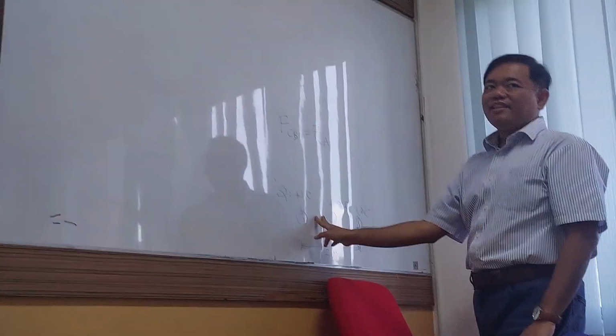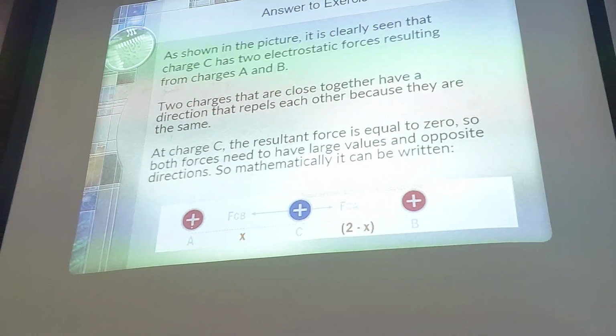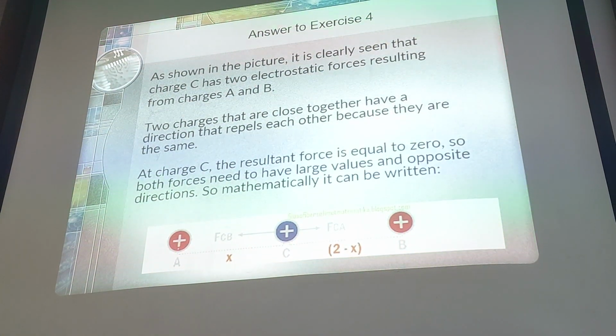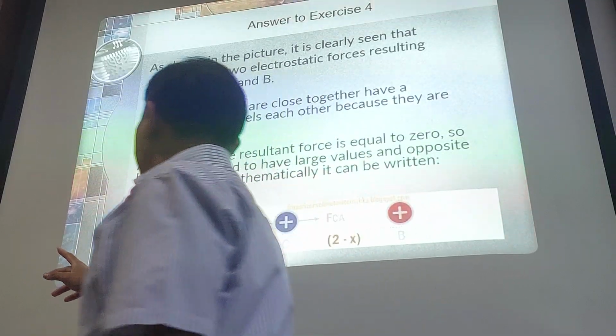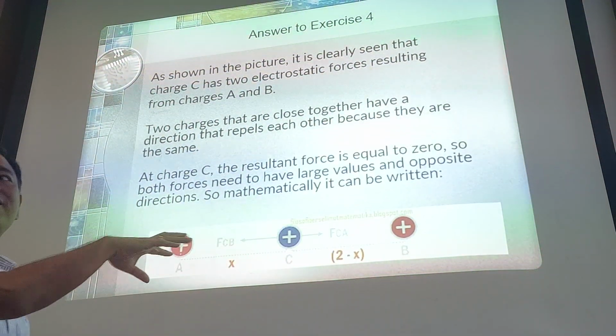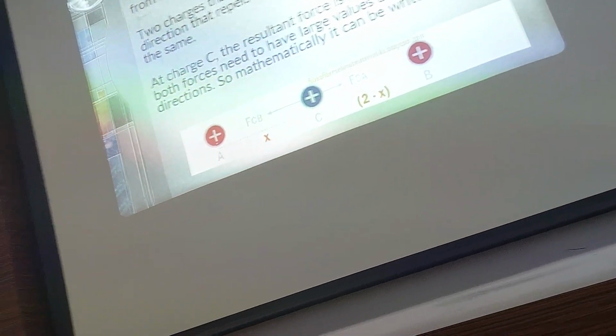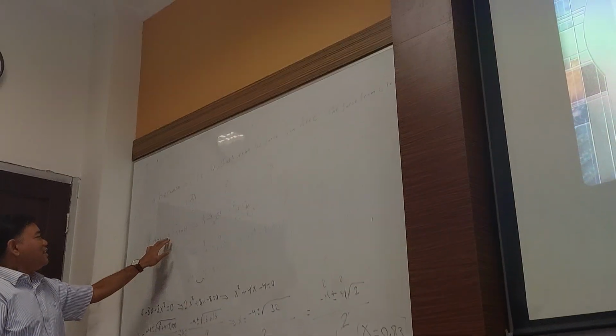This is point A. That's good, but I suggest you try to put the notation so that you won't confuse. This is called FCB and this is called FCA, and there is a purpose that we make it like that. You hear? You say FA to C, C to B.